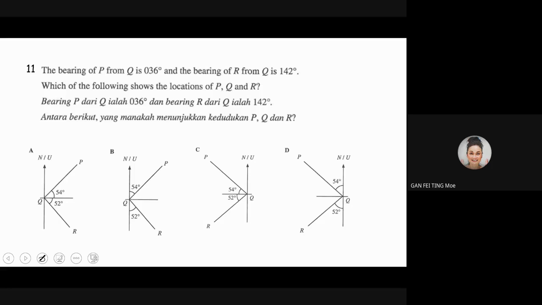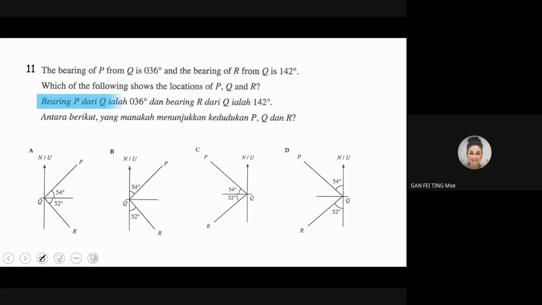Then when it's already 3 digits, 140, yes, correct. You don't have to add a 0 in front of 140. Then you are wrong, because 360 is only for 3 digits. Okay. And the bearing of R from Q is 142. We have 3 points, P, Q, R. The point P is referred from Q. The point R is also referred from Q.